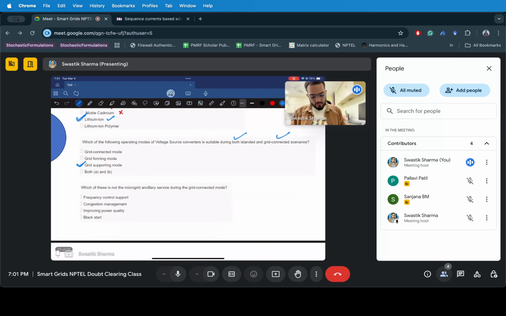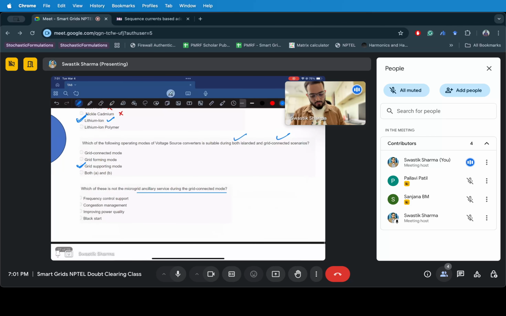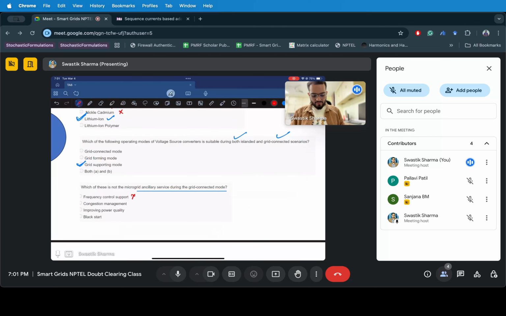Next, which of these is not a microgrid ancillary service during the grid connected mode? So in grid connected mode, it can be used to provide frequency control, congestion management, and power quality improvement. But since it's connected across the grid, it cannot be used to do a black start. A black start is always done at that point when you want to energize a utility from scratch.